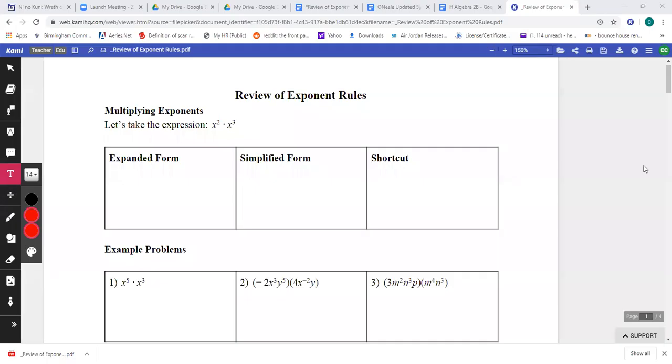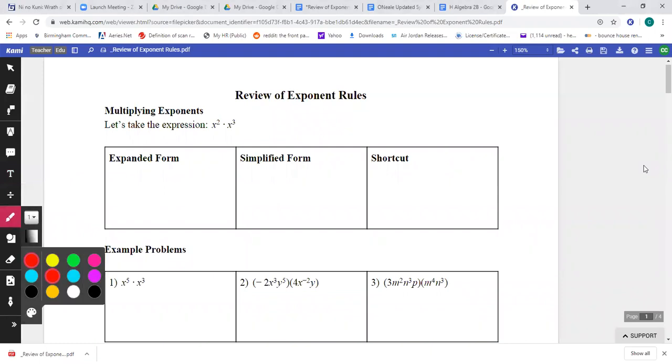Okay, so we are going to be going over the lesson for today, which is a review of exponent rules. This should be mostly a review from Algebra 1, and we'll go over a lot of the old exponent rules that you learned before. Now, let's look at the first example, the expression x squared times x to the third.